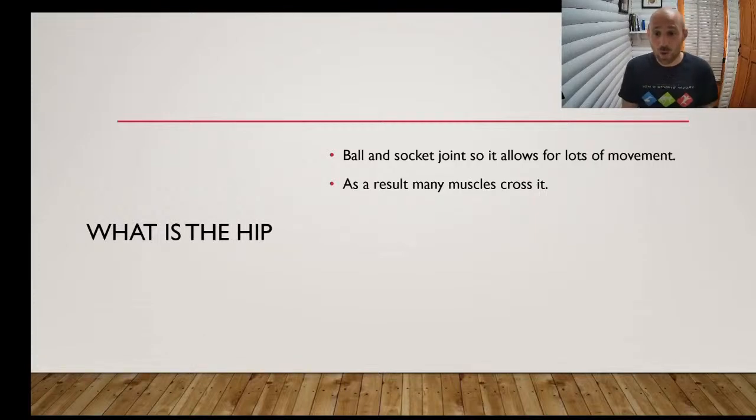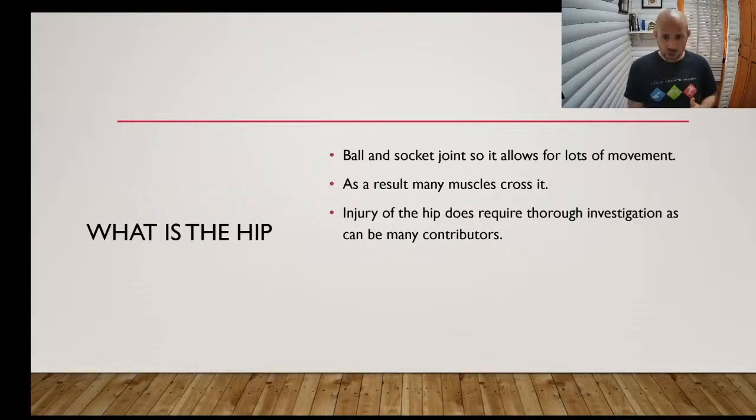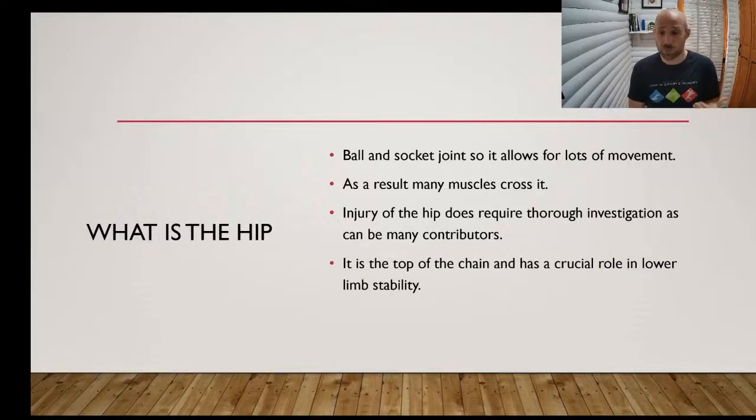What is the hip? Well, the hip is a ball and socket joint. What that means is we have a ball at the top of our leg bone and a socket in the hip pelvis area that creates this ball and socket joint. Ball and socket joints are great because they allow the most amount of movement. So we have lots of movement at the hip joint. But in order to create this movement, lots of muscles cross the hip joint. So it's a slightly more complicated joint and there's more areas that can cause potential dysfunction. Injuries of the hip as a result require very thorough investigation because there's many things that can be contributing to it because of the multiple muscles that cross it.